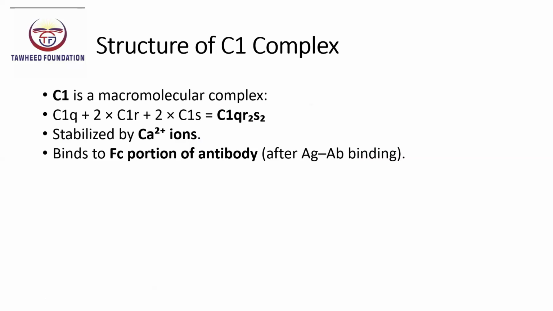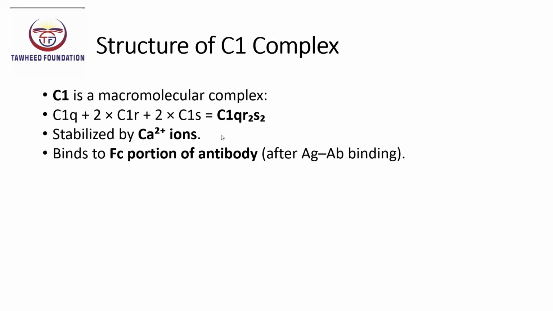Next is the structure of the C1 complex. The C1 complex is a large multi-protein structure composed of C1q, C1r, and C1s. It has the molecular formula C1qr2s2, meaning it contains one C1q molecule and two molecules each of C1r and C1s.